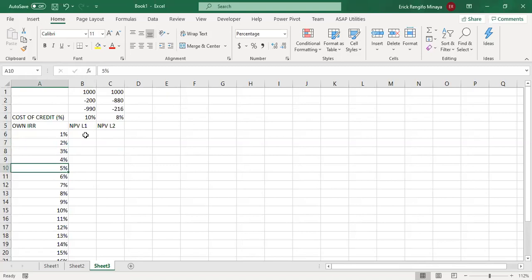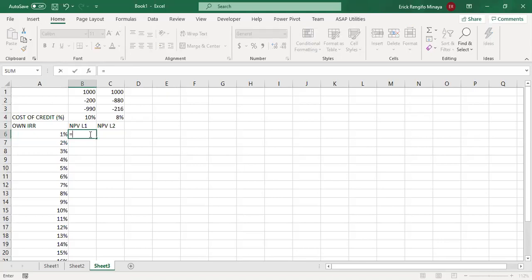I get it. So and now what we do, guys, is we simply compute the net present value using this cash flow and using this 1% as my opportunity cost. So what I will do is equal NPV. Okay, the rate is this one here. If you can follow me for the first one, please. The rate is this one here.